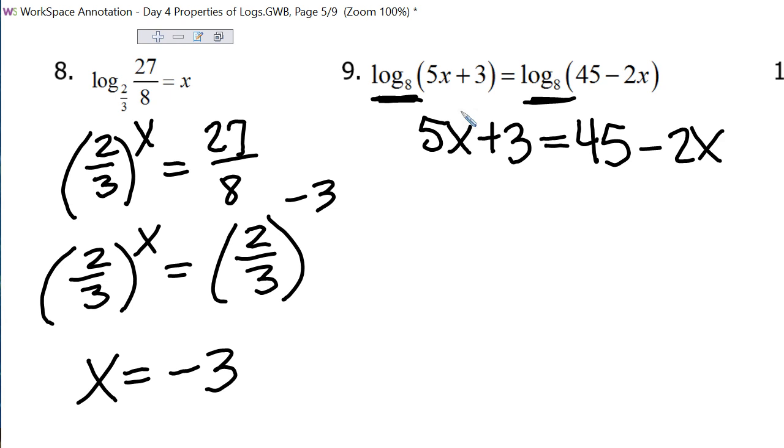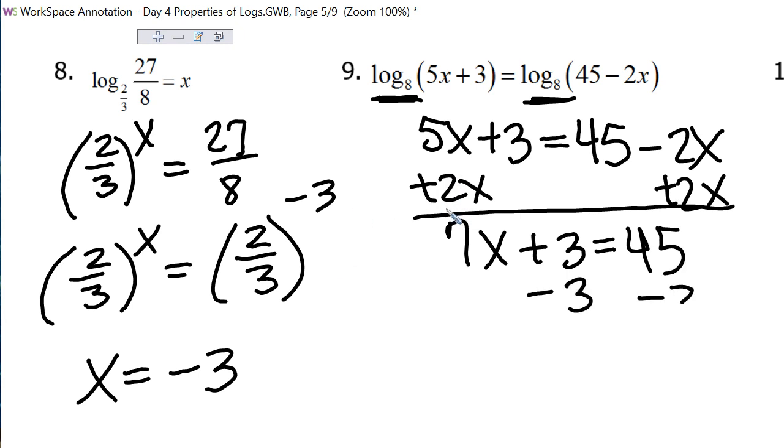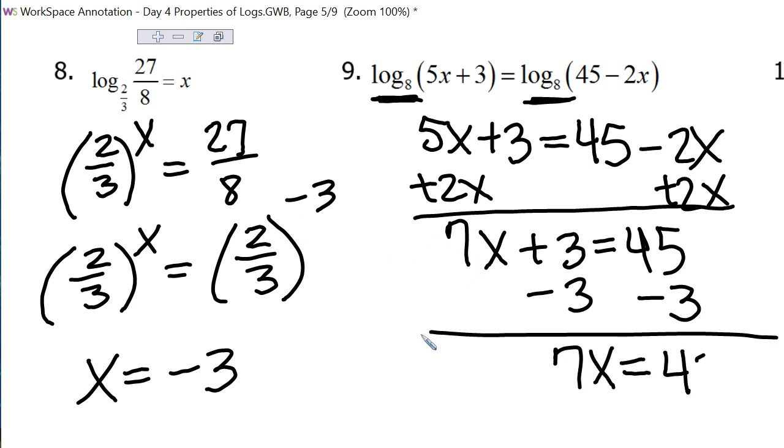Now we need to solve. So what would we do next? Add 2x to both sides. What's 5x plus 2x? 7x plus 3 equals 45. What's next? Subtract 3 to both sides. So 7x equals 42. Divide both sides by 7, and the answer is 6.